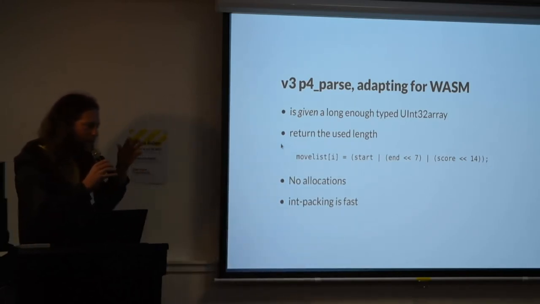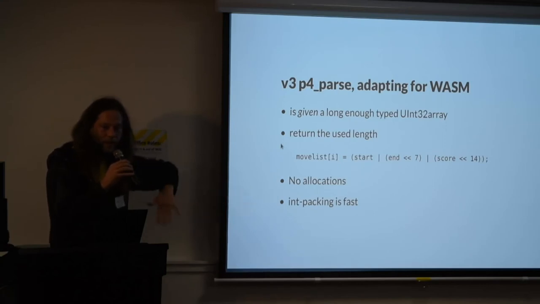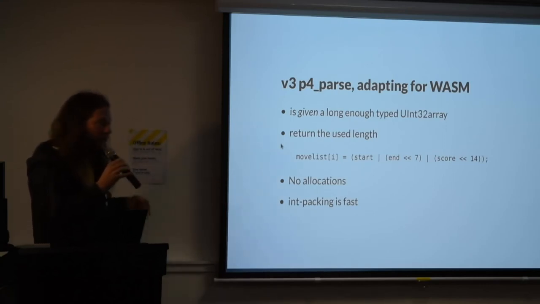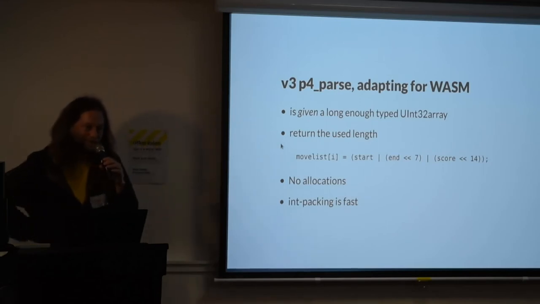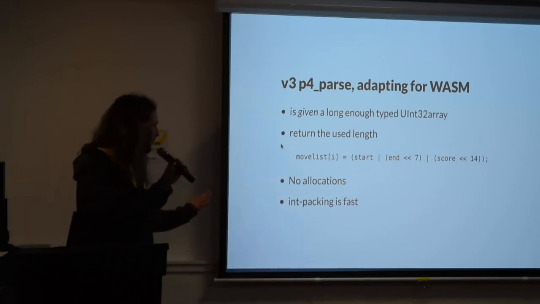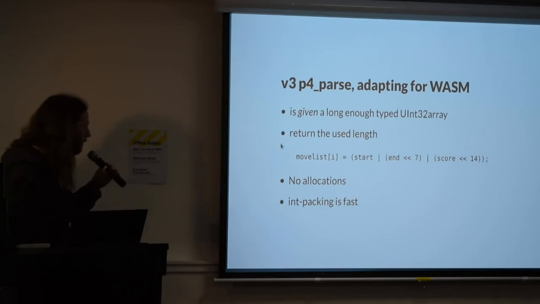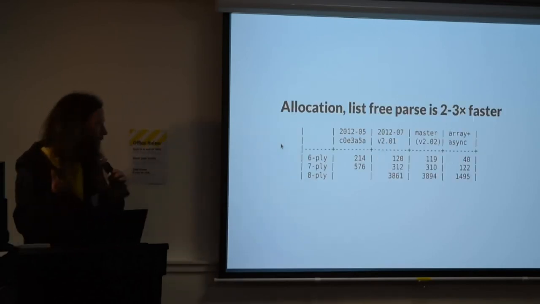And then, rather than having the parse function make this list, you give it a list that's long enough to take any number of moves. The most moves in any chess position is 212, which people have found but can't prove. So I give it 256, which is more than enough. And that should make it all faster. And it turns out it does.